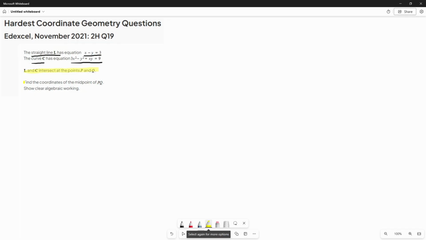This question wants us to find the coordinates of the midpoint of P and Q. It tells us that these lines intersect each other at P and Q, and we're trying to find the midpoint of P and Q. So let's say this is the straight line, and this is the curve. They intersect, let's call that point P and that point Q. We're trying to find this point, the midpoint. Of course it's not going to look like that, it's going to look different, but that's just an example.